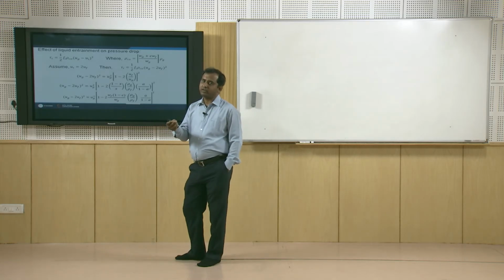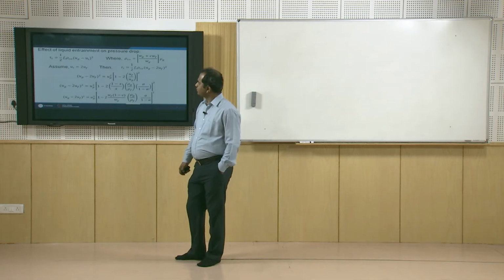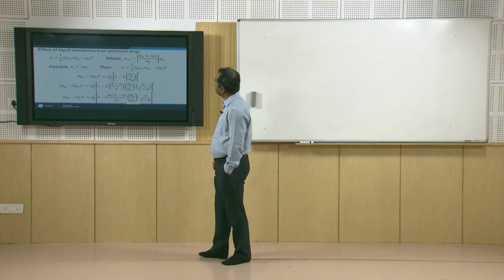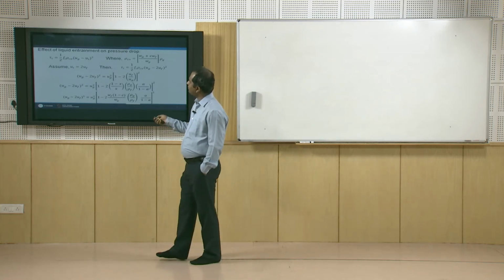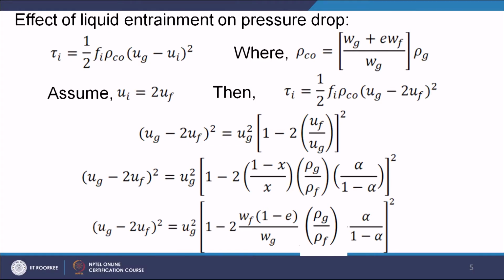By the way, the liquid that comes in the gaseous phase as liquid droplets is called entrained droplets. So, let us see the effect of liquid entrainment on the frictional pressure drop. First, we will explain the interfacial shear stress tau I. We have earlier shown that tau I is half f into rho g into u g minus u I whole square. Earlier all those I's were replaced by u g's. So, this was f g, this was rho g, and this was u f.